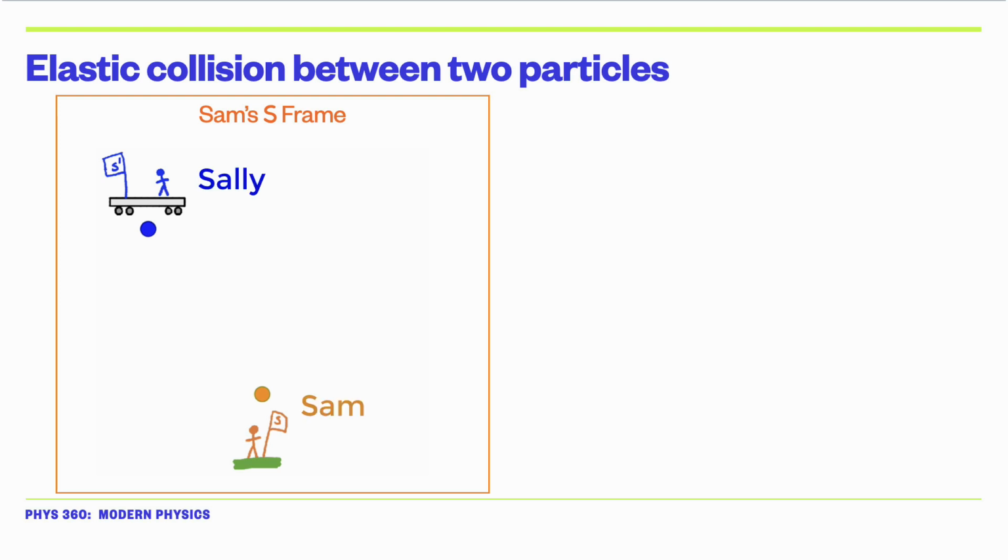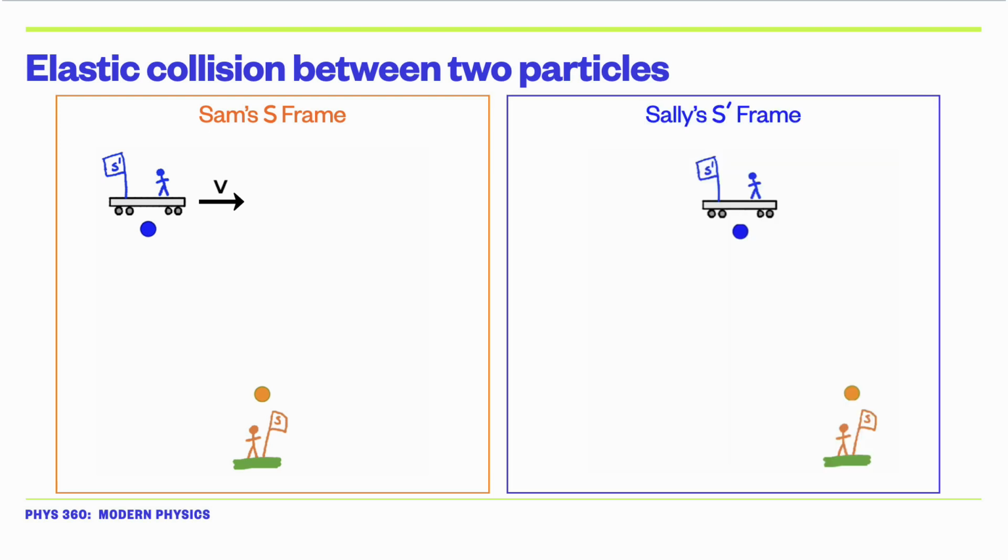Sam and Sally each have a ball with mass m. Sam is standing on the ground. We'll call his frame S and we'll draw him in orange at the bottom. Sally is zooming by on a skateboard with velocity v relative to Sam. We'll call her frame S' and we'll draw her in blue at the top of the figure. In Sam's perspective in the S frame, Sam is at rest and Sally is moving to the right with velocity v. In Sally's perspective in the S' frame, Sally is at rest and Sam is moving to the left with velocity minus v.